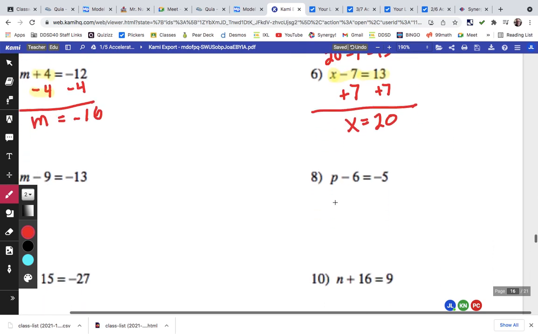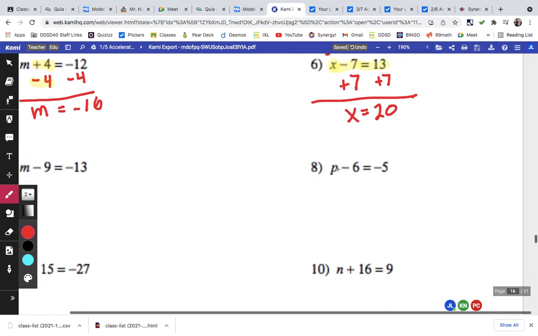Let's try this one right here. There was a number, 6 was taken from it, it became negative 5. So to undo that, we add 6. So we add 6 to both sides. So p plus 6 minus 6 is just p, it's just 0. And note that p is not equal to 0. P is a value. We don't know what it is until we solve this right here. When we solve this, which is 1, p is equal to 1.